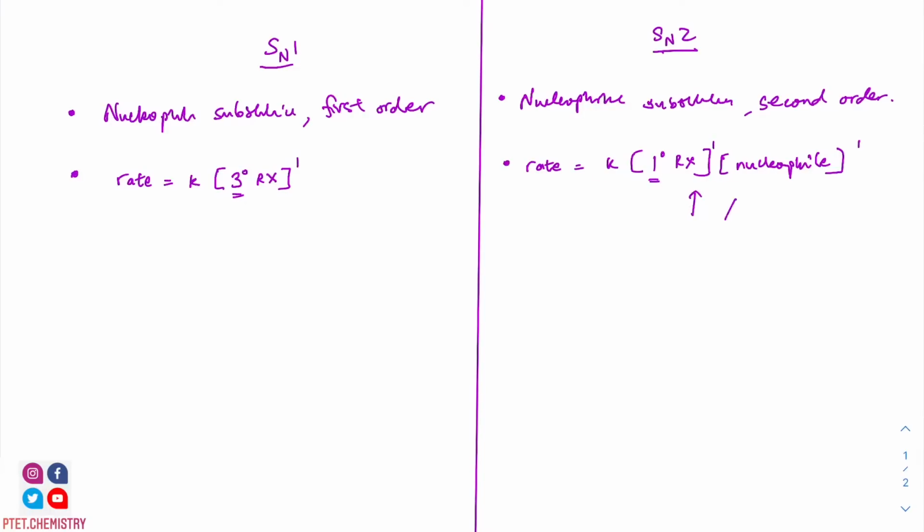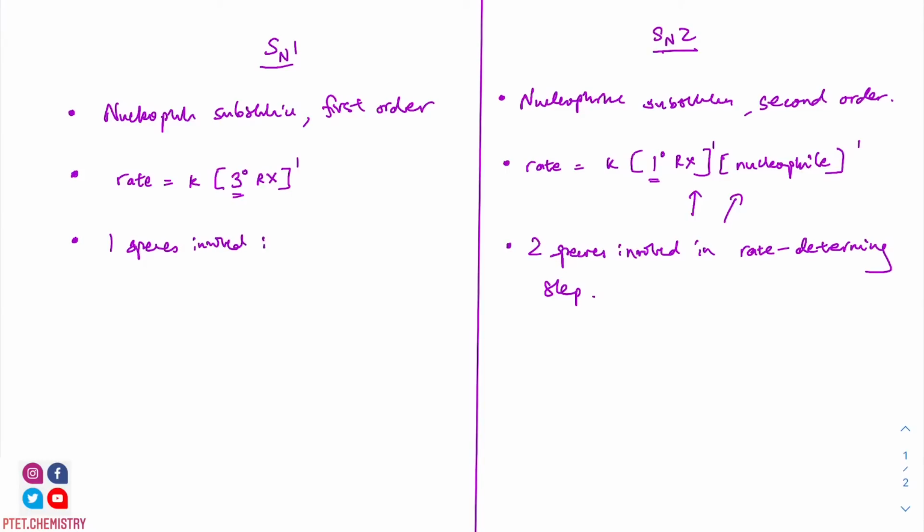So there are two species involved in the rate determining step. The rate determining step is the slowest step in the overall reaction, whereas here there's only one species involved in the rate determining step. If you have done A2 rate of reaction, you would know the definition of rate determining step is that it's the slowest step in the overall reaction. Any reactants that are involved in the rate determining step would appear in the rate equation.